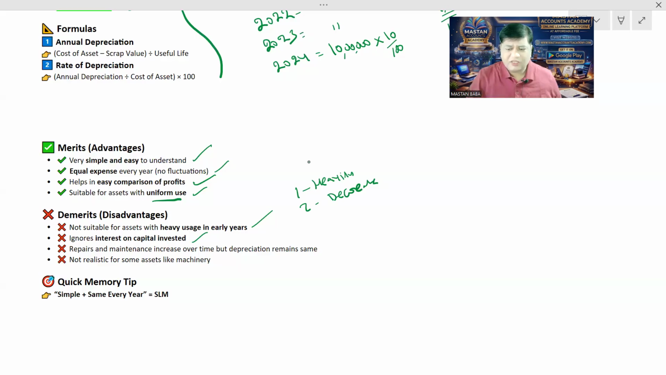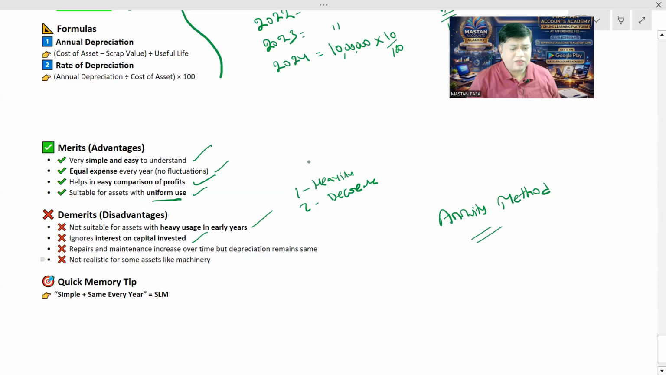So for that reason there is a separate method designed, known as the annuity method. So the method which considers interest and capital also is covered in the annuity method, dear students. Okay, so anyhow this is the drawback.